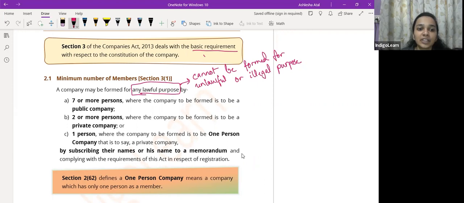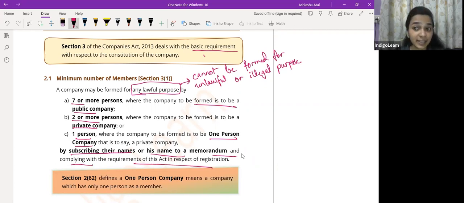And by how many? 7 or more persons where the company is to be formed as a public company, 2 or more persons where a private company has to be formed, or 1 person where the company to be formed is a one-person company. So a one-person company is also a private company only. It is not a public company. By subscribing their names or his name to a memorandum and complying with the requirements of the Act in respect of registration.